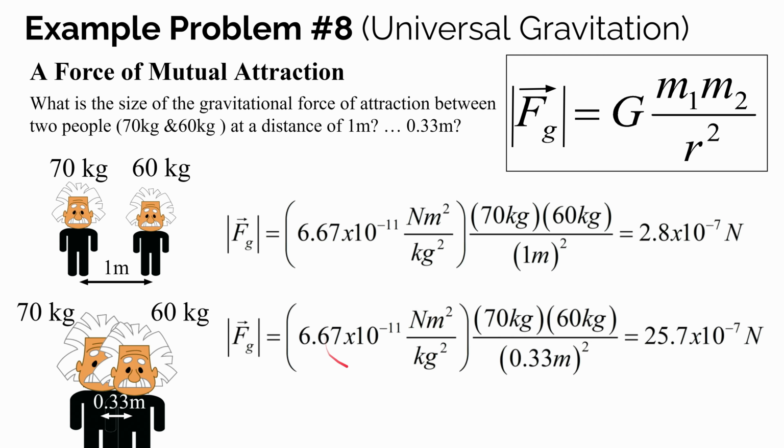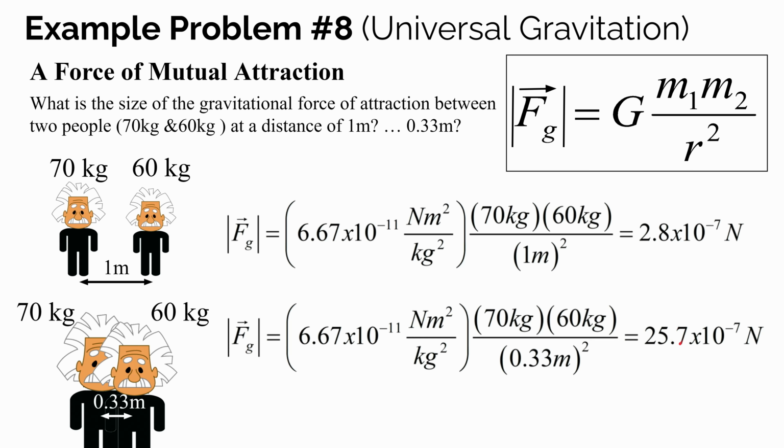So we've got our universal gravitation constant times the mass of person 1 times the mass of person 2. All of that has not changed. We're just now dividing by 0.33 meters squared, and that's going to lead to a larger force. It's about 25.7 times 10 to the negative 7th newtons.